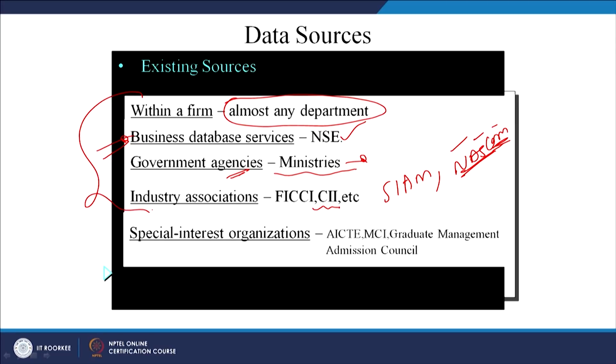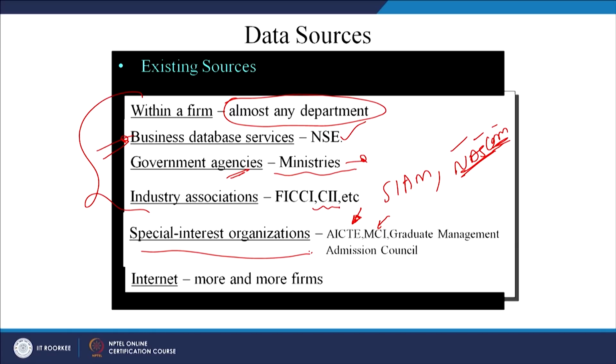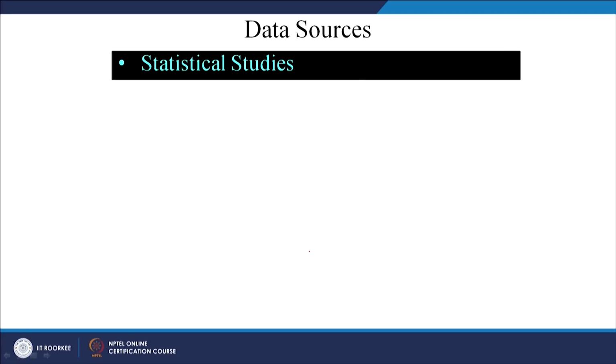So, you have got, let us say, how many institutions are working in India as far as technical institutions are concerned: AICTE, All India Council for Technical Education, Medical Council of India, Pharmacy Council of India, and so on, right, UGC and so on. So, these are special interest organizations from where you can get data, and of course, the internet is one of the sources of data.